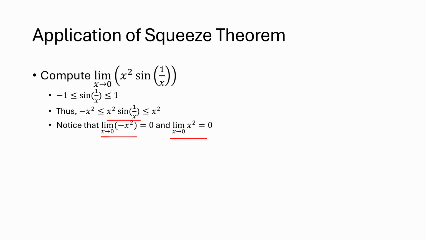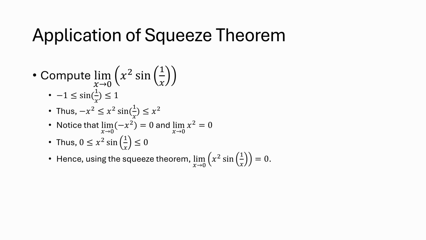Since x squared sine of 1 over x is between these two functions, -x squared and x squared, whose limits as x goes to 0 both equal 0, x squared sine of 1 over x is less than or equal to 0, and also greater than or equal to 0, which means that it must equal 0.